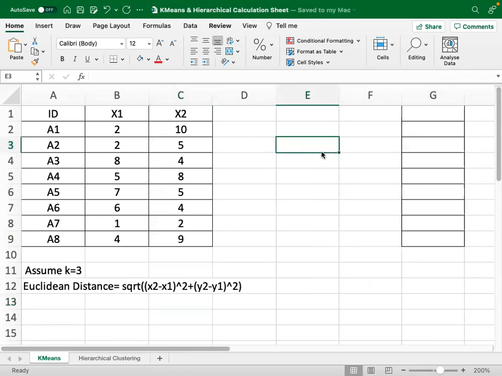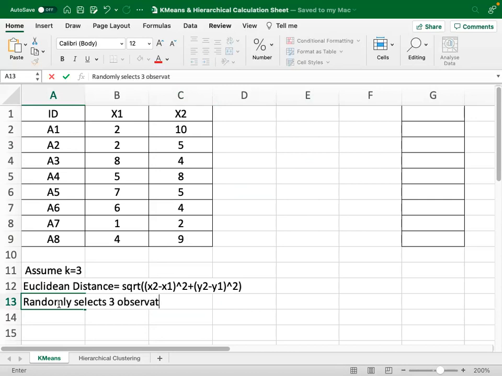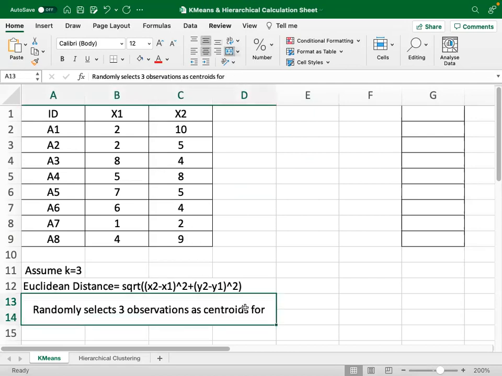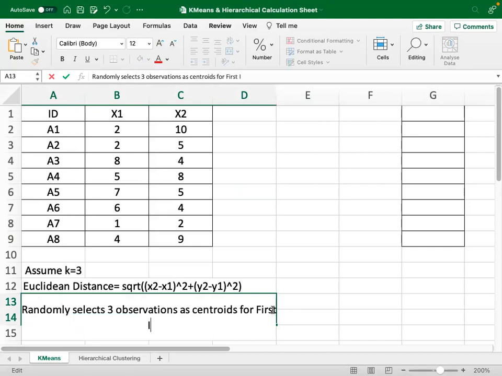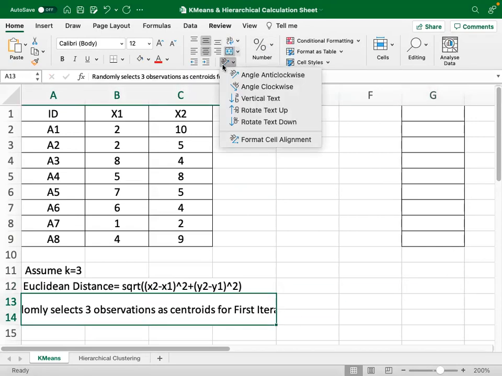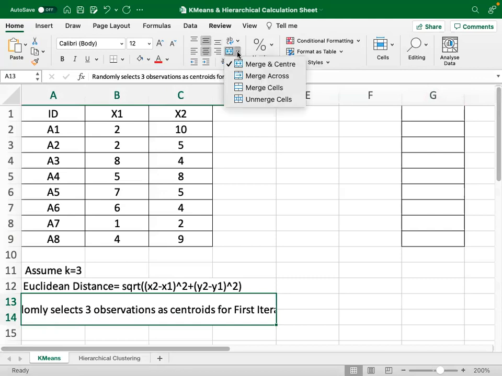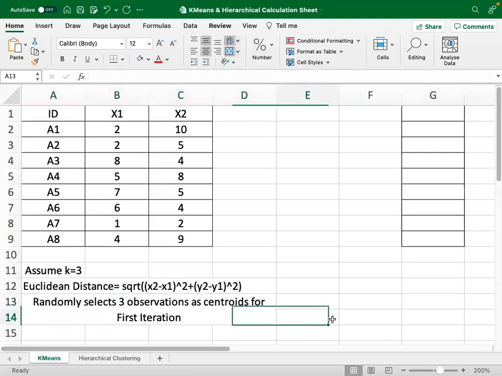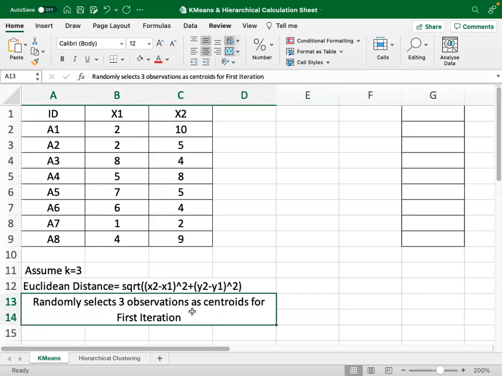Okay. Now it randomly selects 3 observations as centroids for the first iteration. For the first iteration, it randomly selects 3 centroids. Random selection, right?